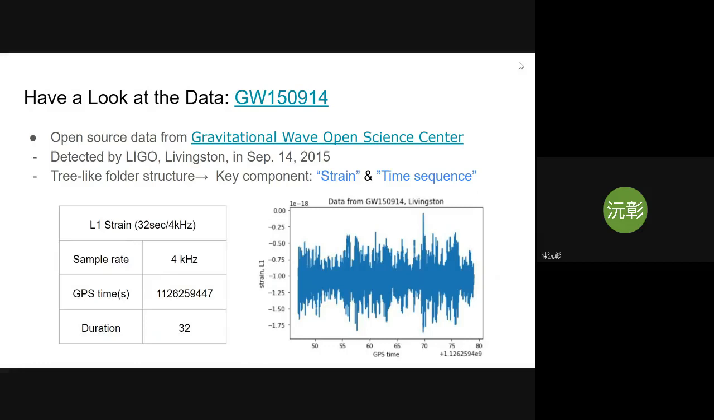And from the previous plot shown by LIGO, we get the idea that the data is recorded as strain versus time. So when we investigate the data, we pull out the two most important components, which are the strain and time sequence, and we plot it, as shown on the right. We can see the signal is messy, so the classification between signal and noise becomes a big issue when we do gravitational wave study.